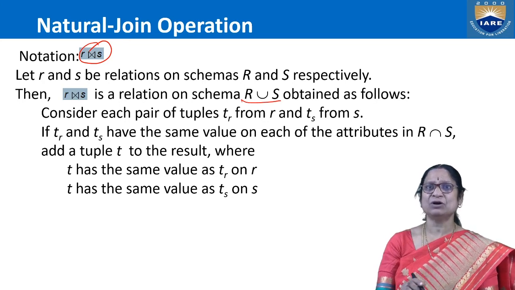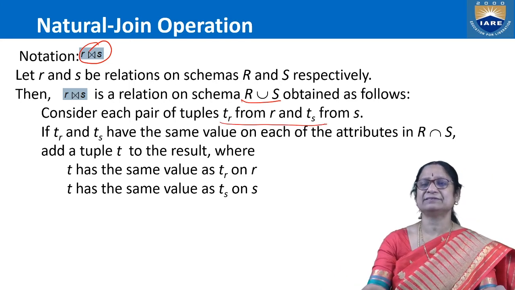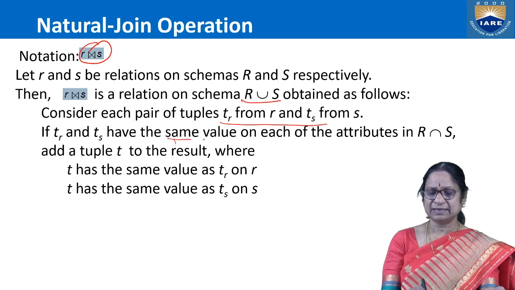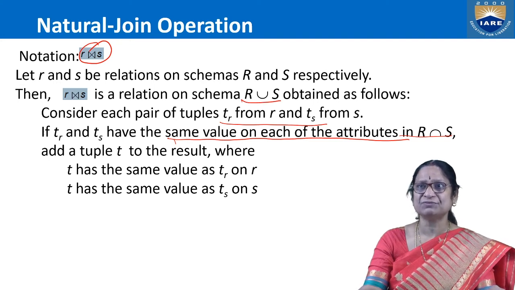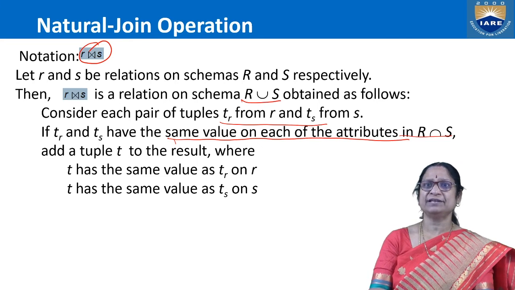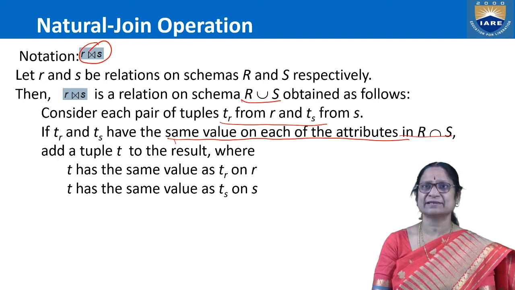What is that particular selection? The pairs of tuples tR and tS are listed, where tR is a tuple from relation R and tS is a tuple from relation S, such that tR and tS have the same value on each of the common attributes. Mathematically, we define it on each of the attributes in R intersection S, meaning the common attributes between these two relations. And the tuple t is the result, where t has the same value as tR in R and the same value as tS in S.